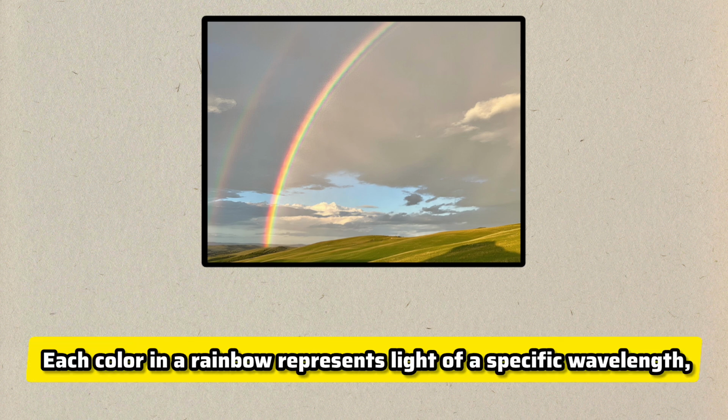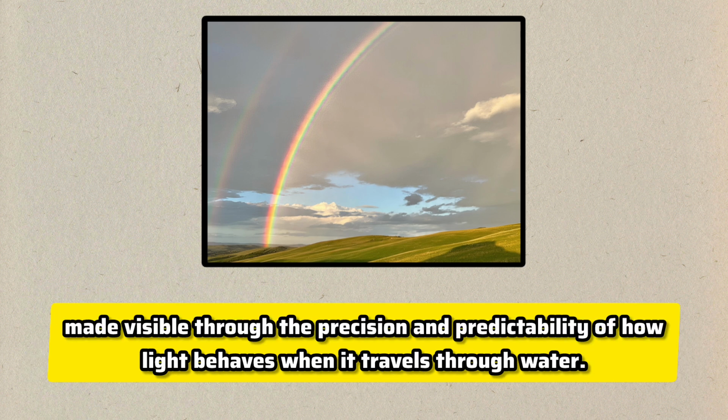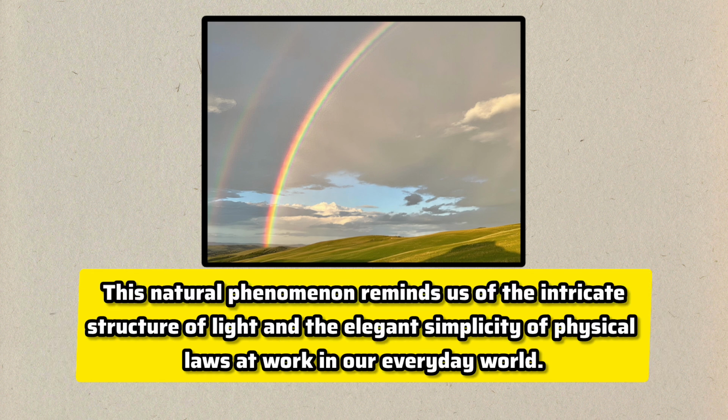Each color in a rainbow represents light of a specific wavelength, made visible through the precision and predictability of how light behaves when it travels through water. This natural phenomenon reminds us of the intricate structure of light and the elegant simplicity of physical laws at work in our everyday world.